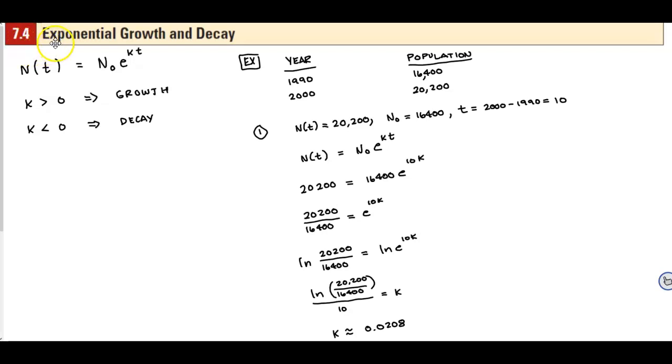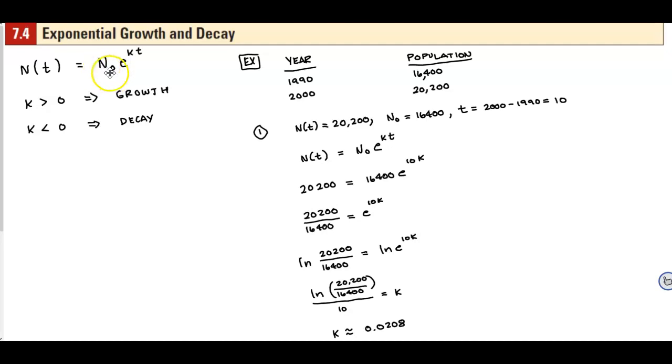In 7.4, we'll be talking about exponential growth and decay. So we want to review a little bit about exponential growth and decay. So here's our general formula. We have N of t, which represents, in some cases, the amount remaining or the population at a particular time.